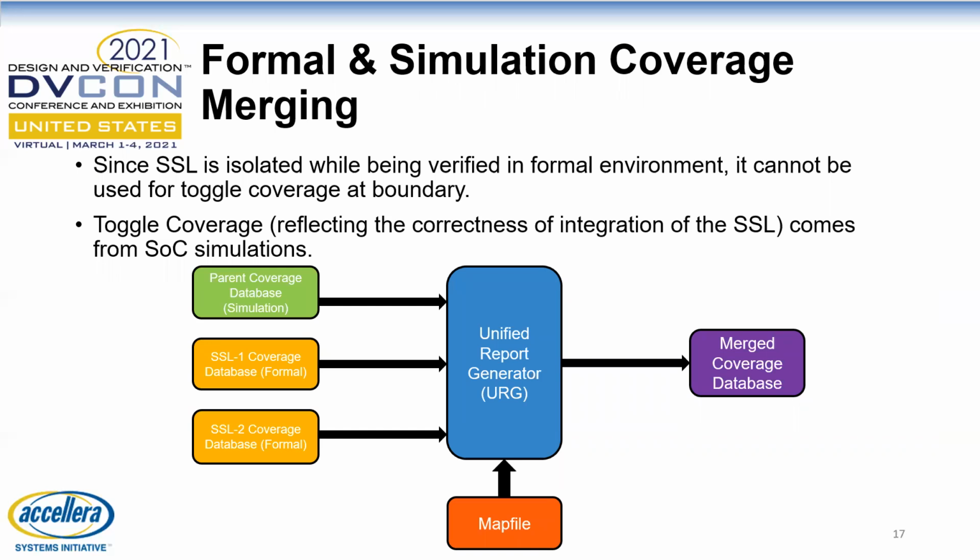One important thing to note here is that toggle coverage of the SSL setup should still come from the simulation only. Because in case of formal, we are verifying the SSL in a standalone environment. So only the line, condition, branch, those kind of metrics can be targeted in the formal environment so that we are not missing out on the integration related bugs, which can only be caught at the SoC level simulation stage.